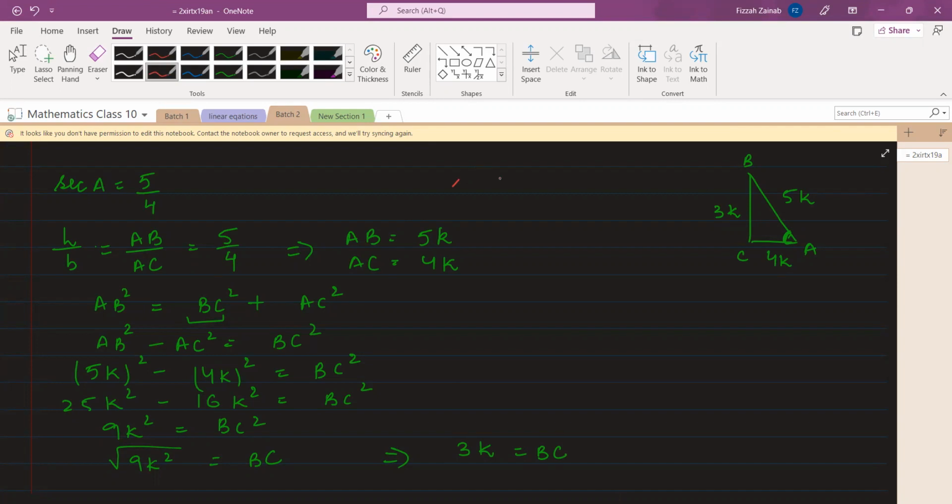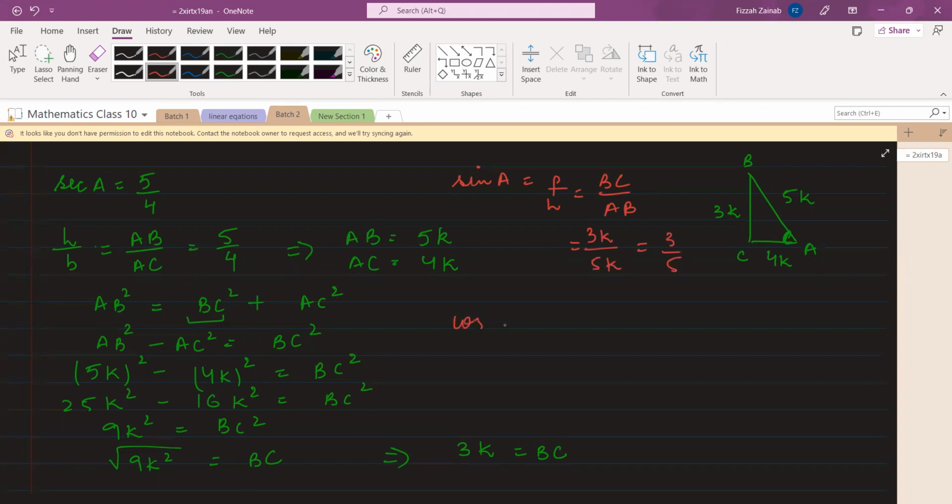So sine of A I need. That means perpendicular by hypotenuse. Perpendicular means BC by AB, right? So BC is 3k and AB is 5k. So this is 3 by 5.